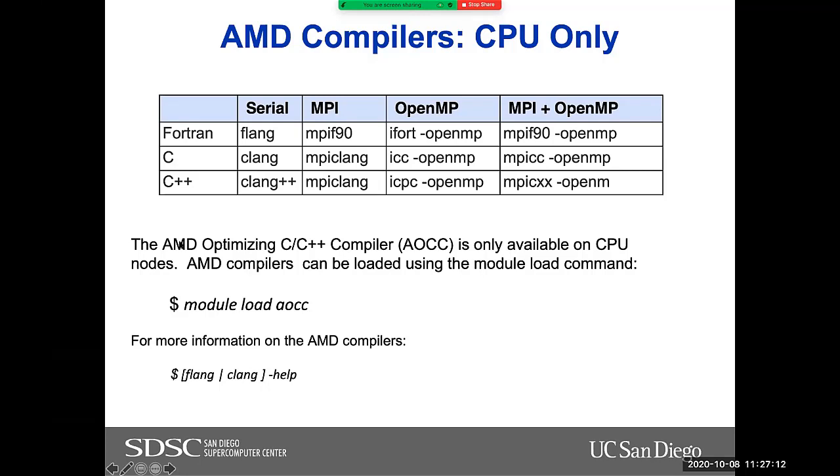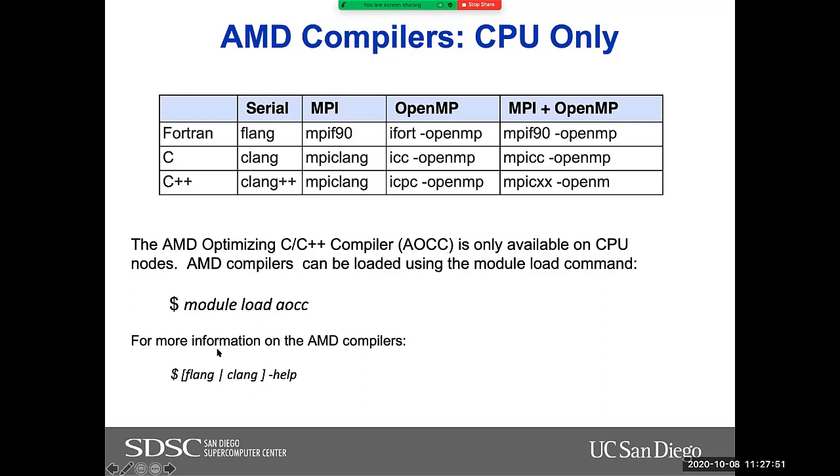And so the AMD AOCC compiler is only available on the CPU. For the GPU, we have NVIDIA GPUs, and we'll have their compilers. AMD makes their own GPU hardware, and so they have their own GPU compiler for their hardware. And so if you want to load the AOCC, it should be just as simple as this, but you might get feedback from the module system if you haven't loaded the CPU or the GPU.